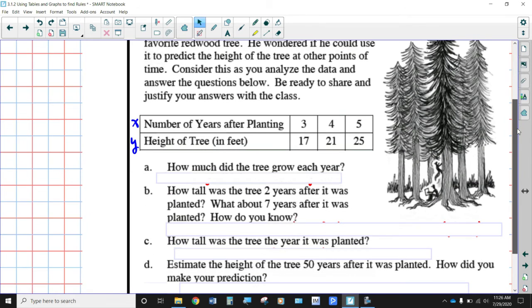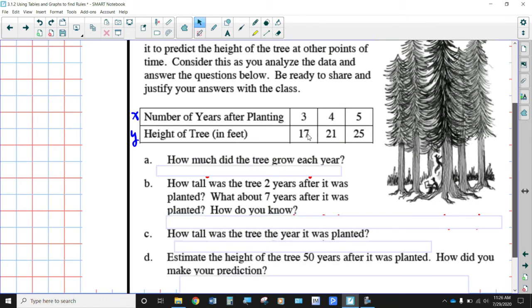How much did the tree grow each year? So from year 3 to year 4, from year 4 to year 5, how much growth is that? And I think you can see that pretty clearly. That is 4 feet. The tree grew 4 feet each year. So with that in mind, how tall was the tree 2 years after it was planted? And how tall was the tree 7 years after it was planted? And how do you know? Go ahead and figure those things out.